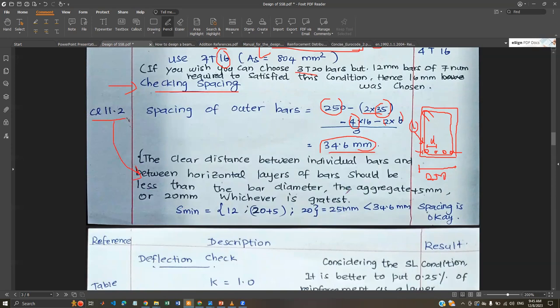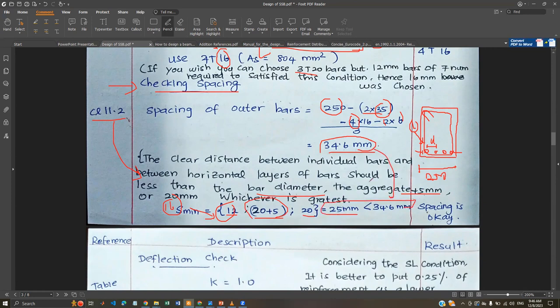the 11.2. So you can see the 12 is generally the bar diameter, so it should be 16. Please change it. So it should be 16, and 20 plus 5, which is the aggregate size plus the additional deviation, and 20 is the minimum. And I need to find which is the maximum, and check with the values that I have got from here, right?